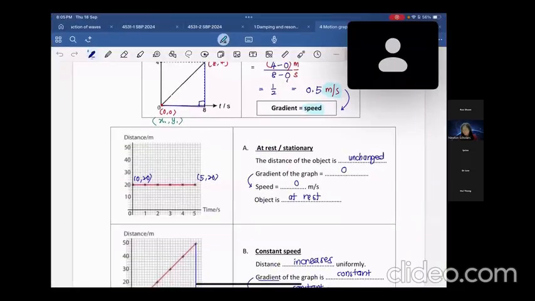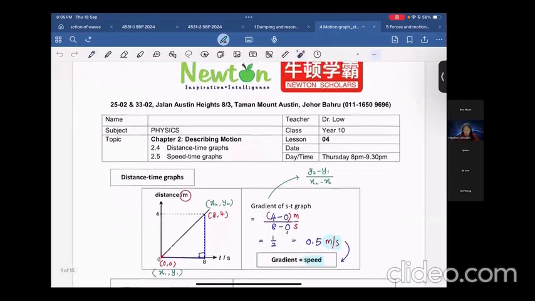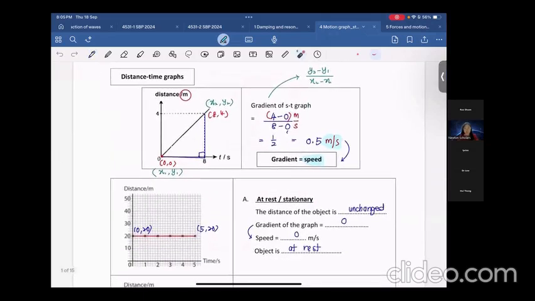Okay, boys and girls, we're going to continue our lesson. Last week we stopped at lesson number 4. Before we continue to discuss the questions, let's roughly recall a bit about the motion graph.